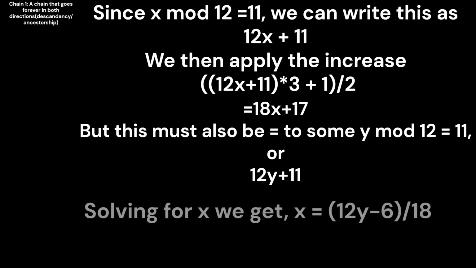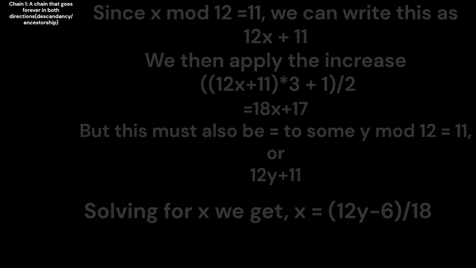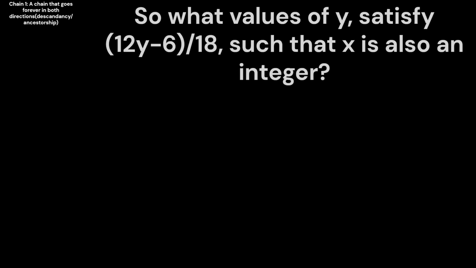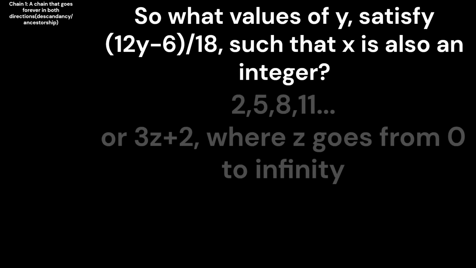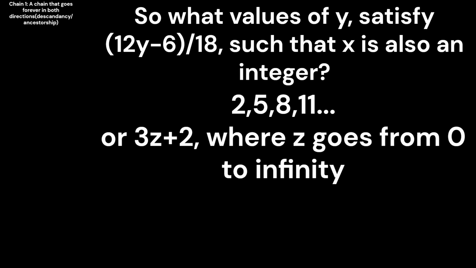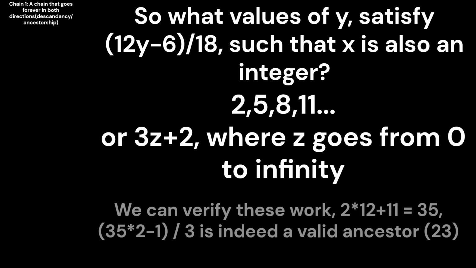Solve for x, we get x is equal to 12y minus 6 over 18. So then we need to ask the question, what values for y lead to an integer y and x? Well, the list is 2, 5, 8, etc. Or 3z plus 2, where z is an integer from 0 to infinity. Now let's verify that we're right by applying the first number in our infinite list, 2.